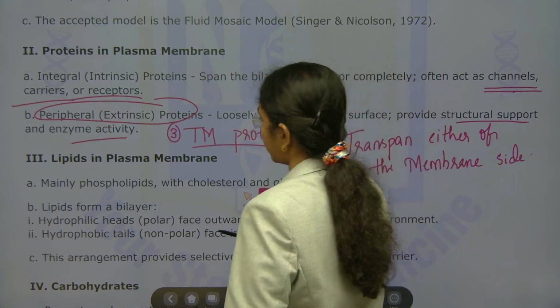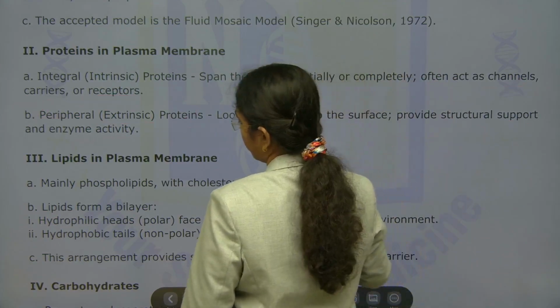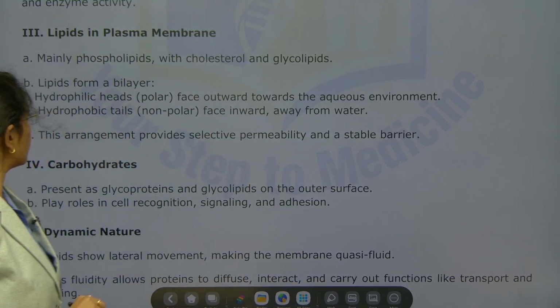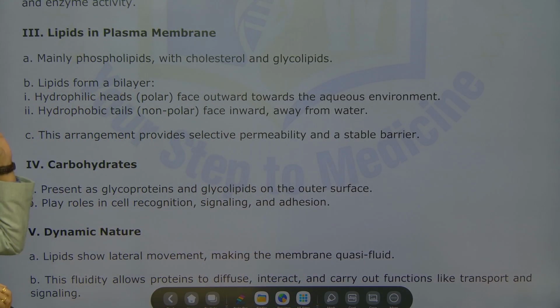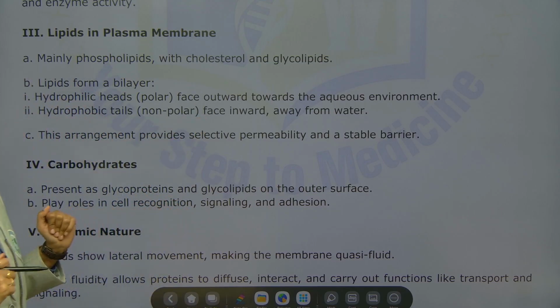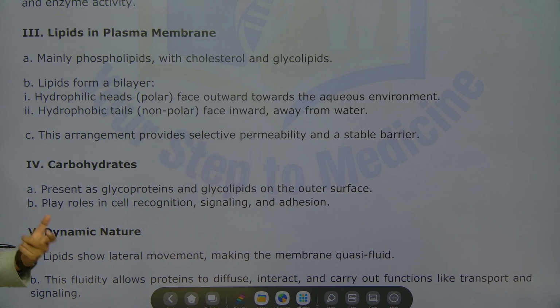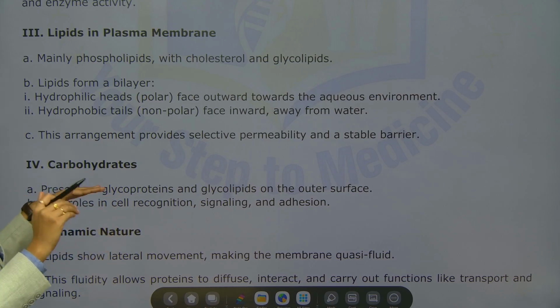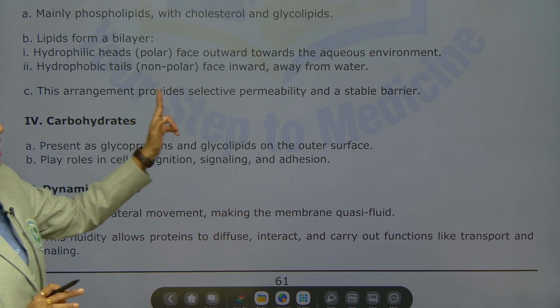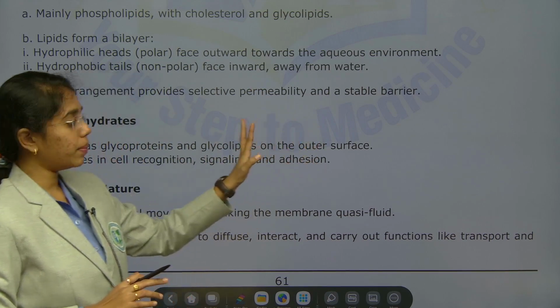Next, lipids in the plasma membrane. Mainly phospholipids with cholesterol and glycolipids. Lipids form a bilayer, where the hydrophilic heads, which are polar, face outwards towards the aqueous environment. The hydrophobic tails, which are non-polar, are on the inner side, away from water. This arrangement provides selective permeability and a stable barrier.